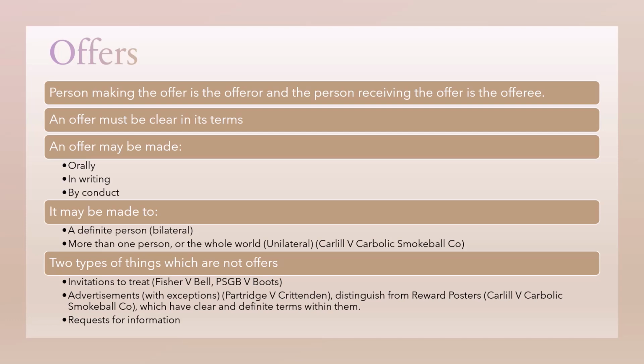So it may be made to a definite person. So this is bilateral, but that can even be where there's multiple parties. So a bilateral offer can be made to multiple parties, but they're all very specific and it's made to each individual. But if it's made to more than one person or the whole world, that's a unilateral offer in which anybody can accept it just by doing what the offer states. So this is laid out in Carlill v Carbolic Smoke Ball.